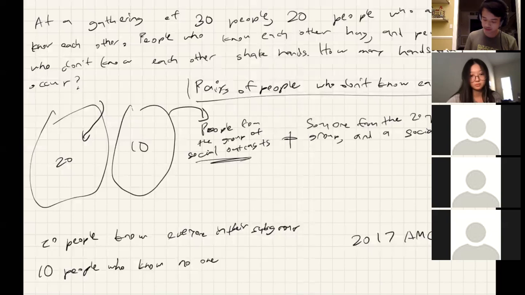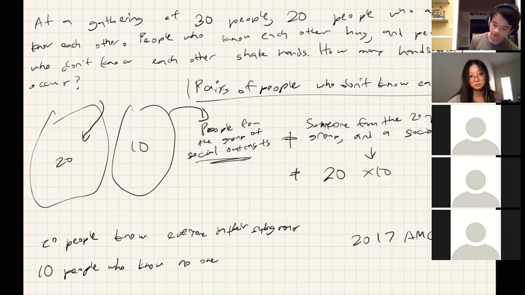So this case turns out to be pretty easy to deal with, because we use constructive counting here. There are 20 ways to choose the person from the 20-person group, and there are 10 ways to choose the social outcast. So that's 200 pairs in this case.